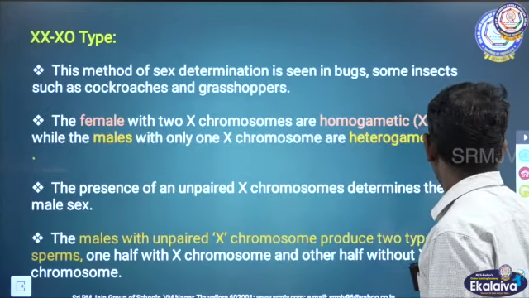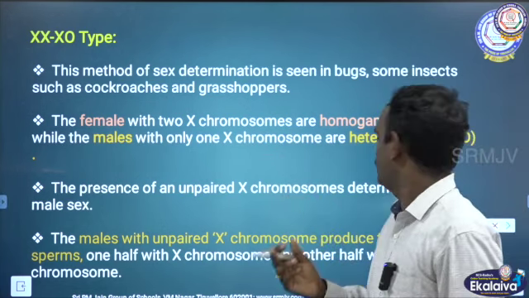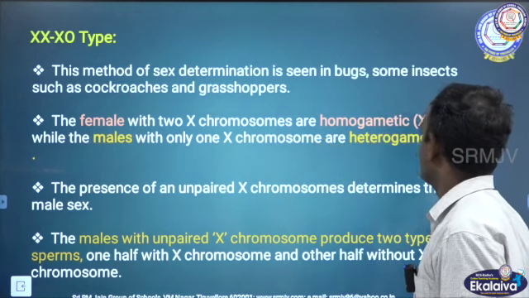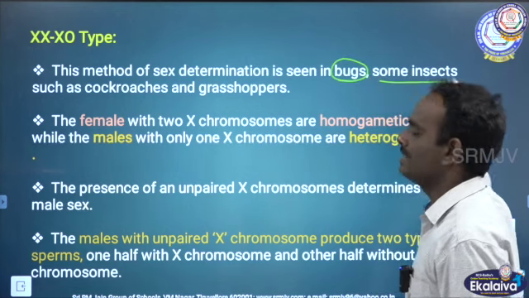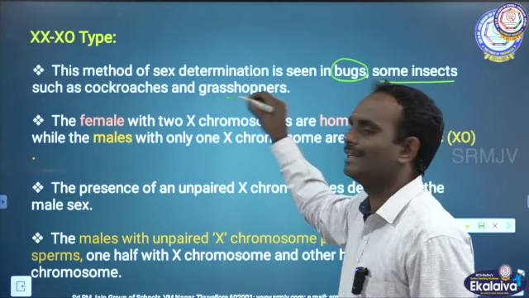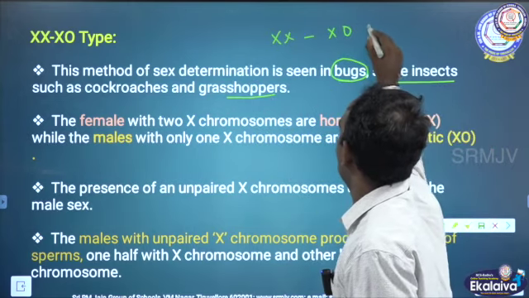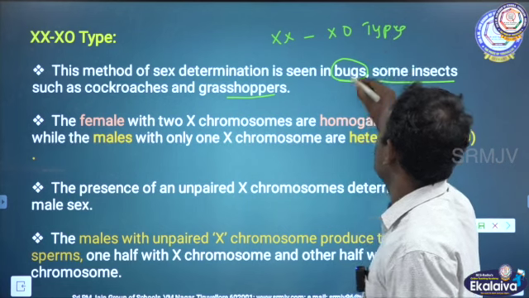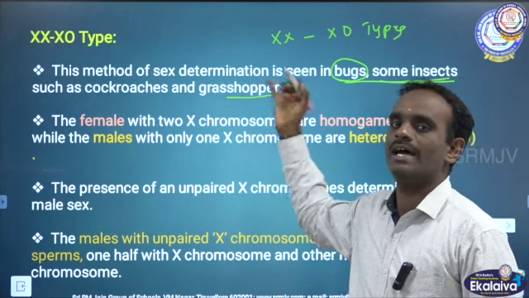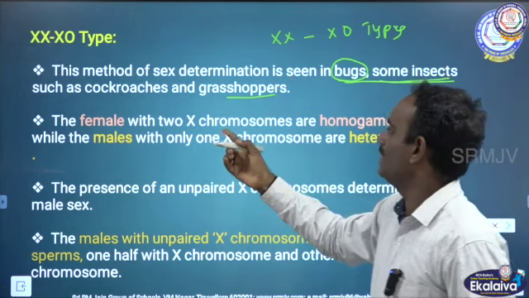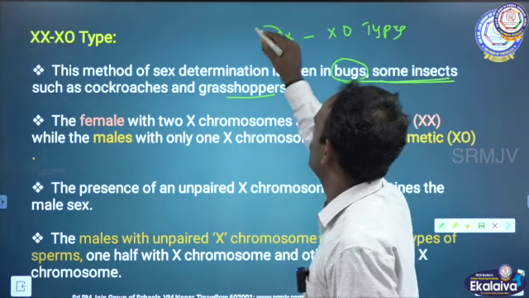First we will see the first type, XX and XO type. In this method of sex determination, it is mainly seen in bugs and in some insects such as cockroaches and grasshoppers. The female with 2 X chromosomes is a female.